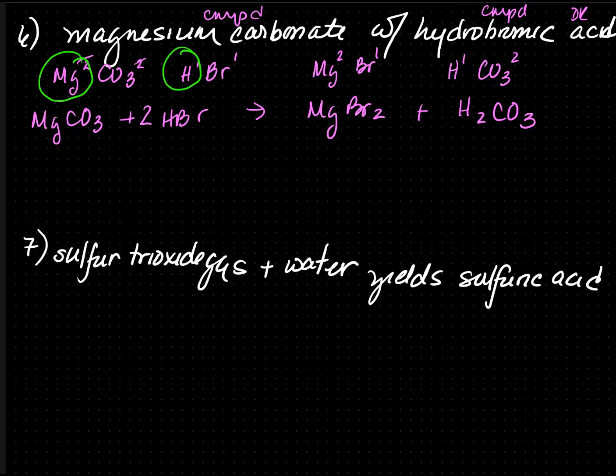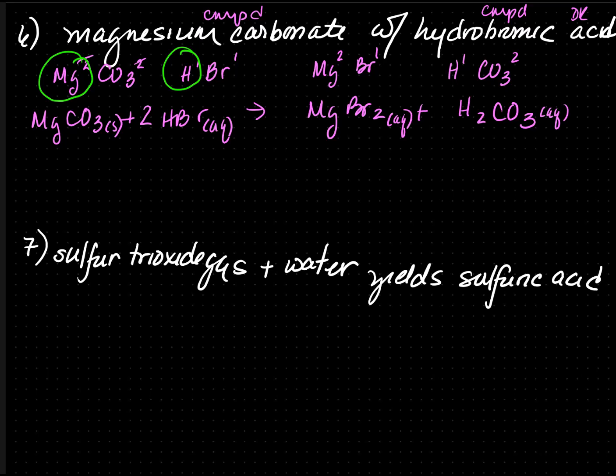Remember, we always look up the anion first, and we find that magnesium carbonate is insoluble, so that's going to be an S. Hydrobromic acid is a strong acid, so that's going to be AQ. Magnesium bromide is going to be AQ. Carbonic acid is AQ. So what we wrote here is our molecular equation.